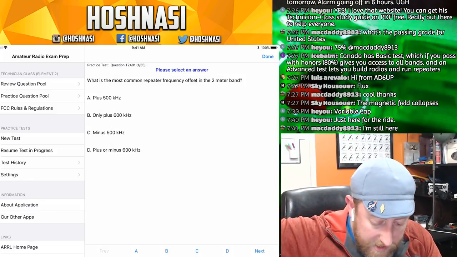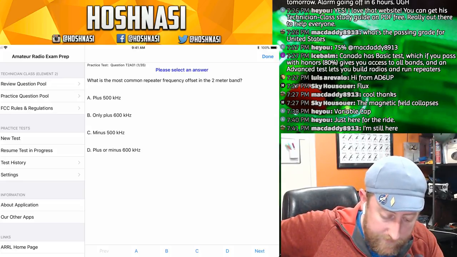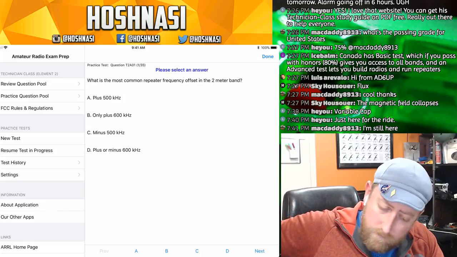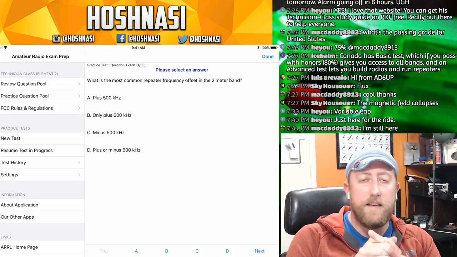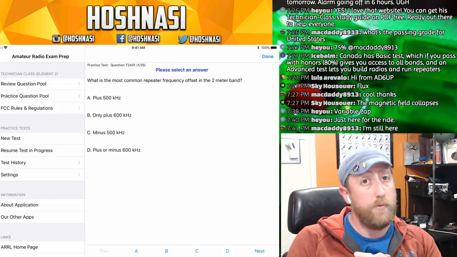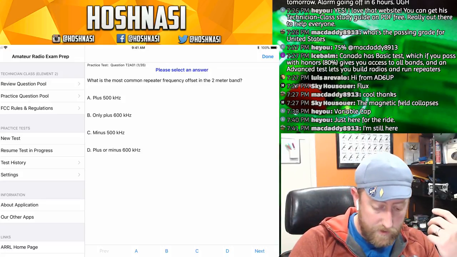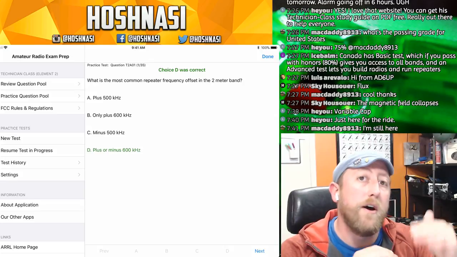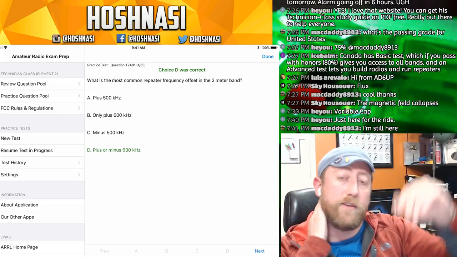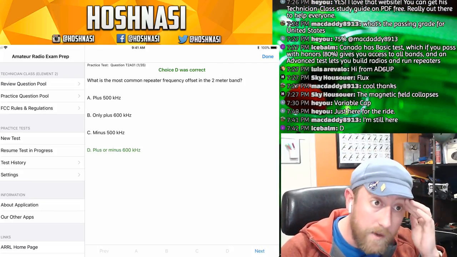What is the most common repeater frequency offset in the 2-meter band? I thought it was 500, but maybe that is 70 centimeter. Offset is considered either positive or negative, and for CHIRP, which I've made many videos on, you can just say positive or negative, and it will use this standard, which is 600. So you don't really say, I want positive 600 in the receive frequency. You just say positive or negative, and it assumes you mean 600. And if you want, you can set it to something different. D.